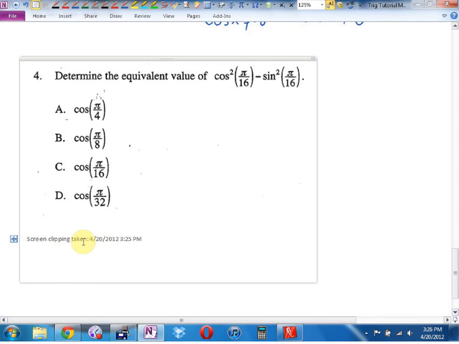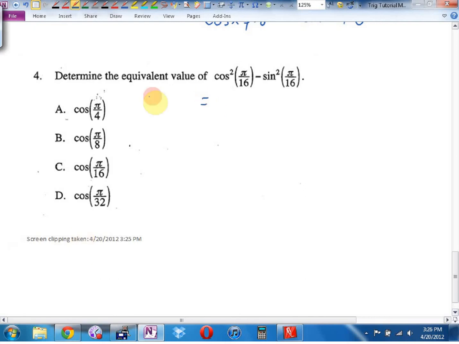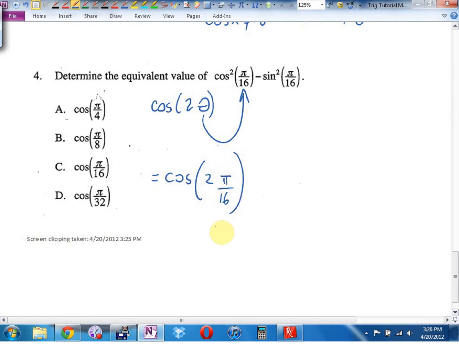You're telling me that this is cos of 2 theta, where theta is that? Oh, I thought this was going to be tough. And what is 2 pi over 16 in lowest terms? What's the correct answer, A, B, C, or D? 2 times pi over 16, right? 2 over 16, which is 1 over 8 in lowest terms.